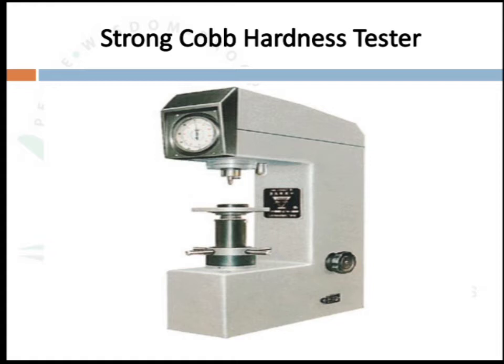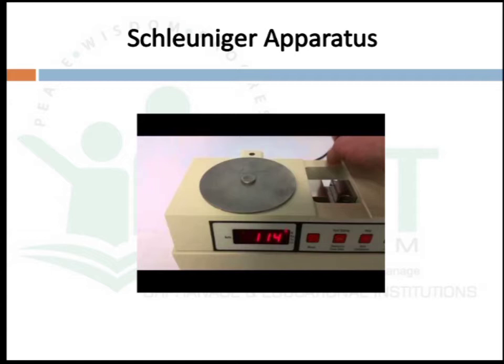Now this is the Stokes hardness tester. We place the tablet here and from this meter we can measure the hardness required to break the tablet. And here it is the Schleuniger apparatus. We place the tablet here and we can measure the hardness of the tablet from the digital meter.